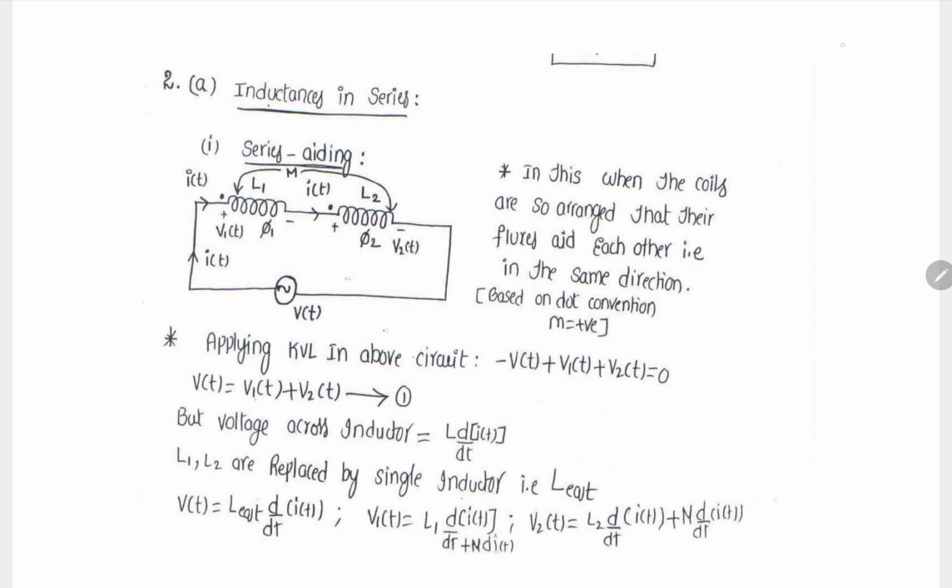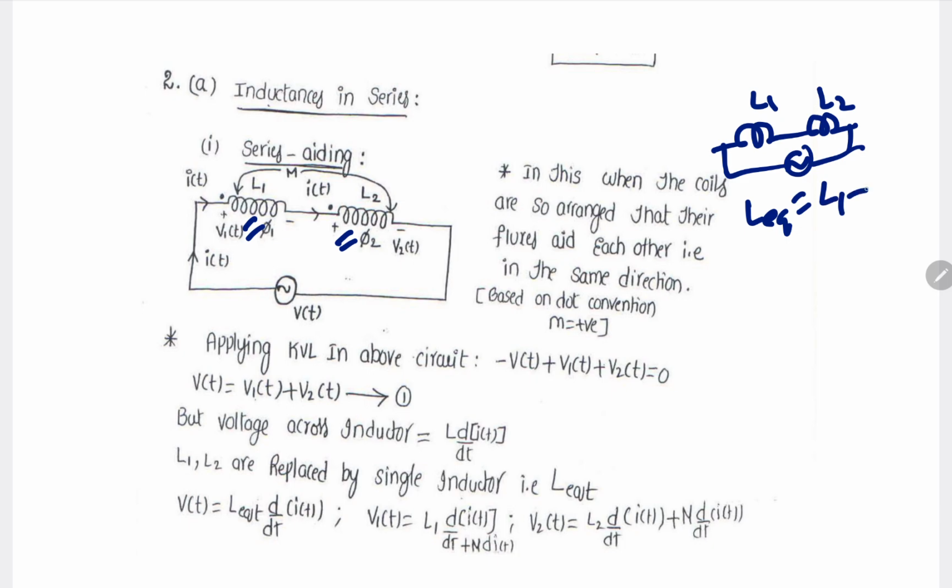Now let us start with inductors in series. Here I have not taken any mutual inductance, let us say here coil L1 and coil L2. So if L1 and L2 are connected in series without any mutual inductance, then the total equivalent inductance formula is L1 plus L2. Like R1 plus R2, here also L1 plus L2.